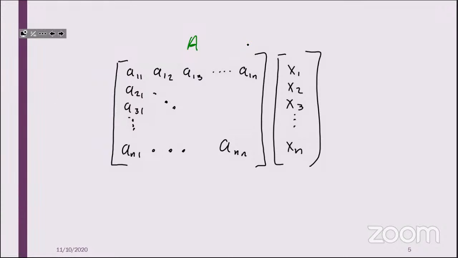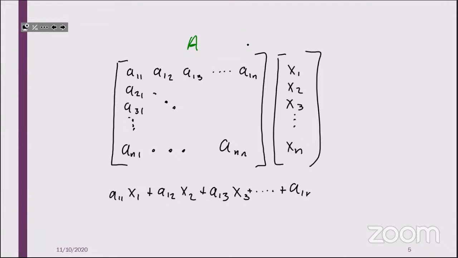If I gave you a state space matrix, you should be able to get the equation back out. Well, in this case, we'd have A11 x1 plus A12 x2 plus A13 x3, all the way out to A1n xn. That's just for that.